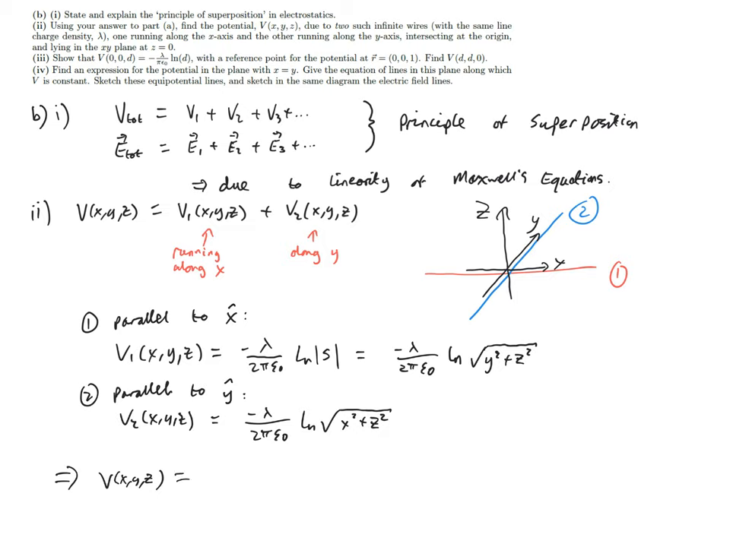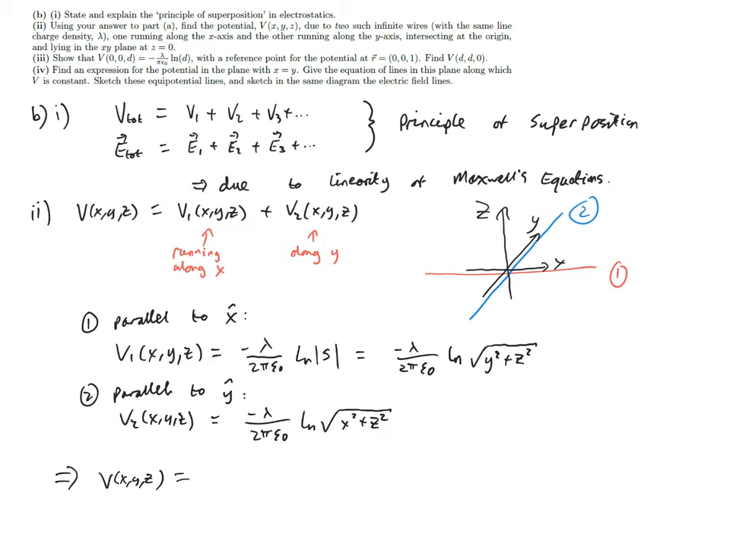And that's going to be minus lambda upon 4 pi epsilon naught times log of x squared plus z squared times x squared plus z squared again. So I put a square up here. I can bring that square out using the properties of logs. And that gives me this result.